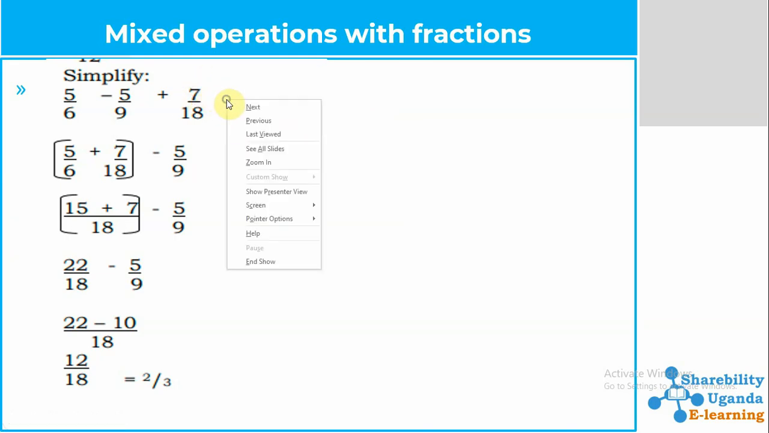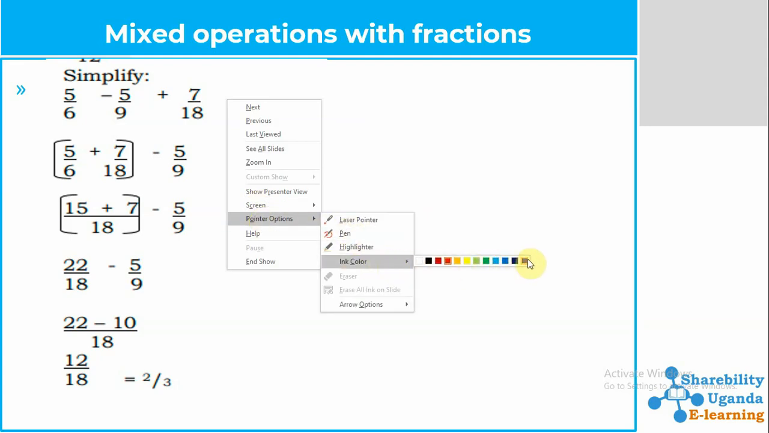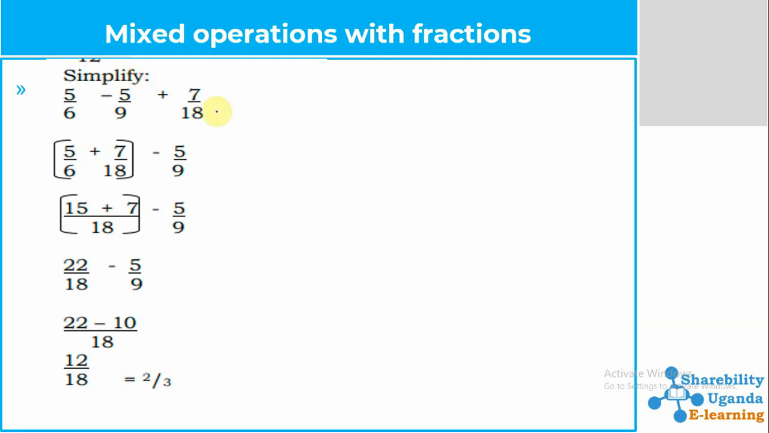One of it was what we call BODMAS. Hope all of us know what we call BODMAS. That was part of our recent lessons. So how do we find out and come out with the right answer when it comes to mixed fractions? For example, we have 5 out of 6 minus 5 out of 9, then plus 7 out of 18.